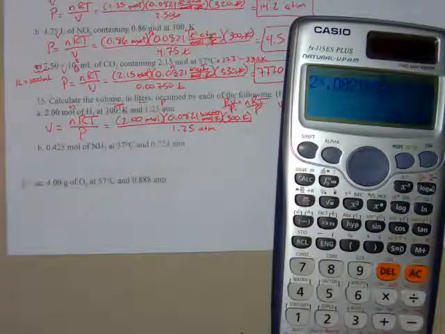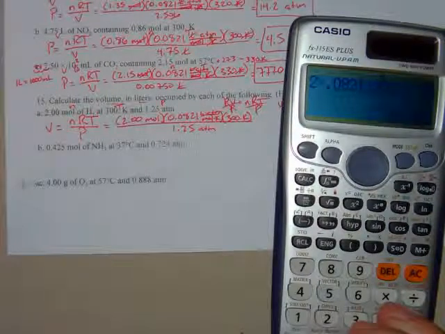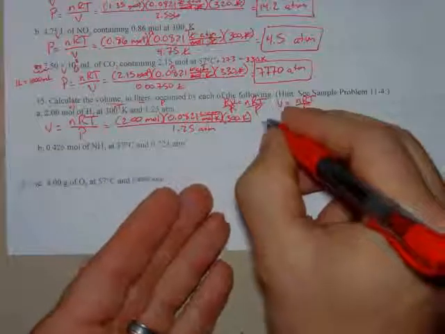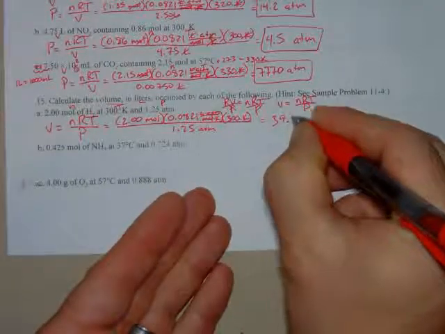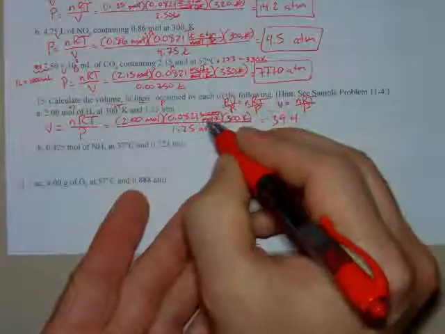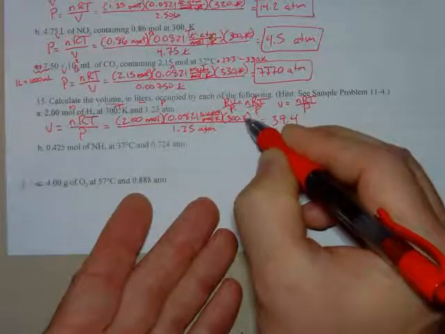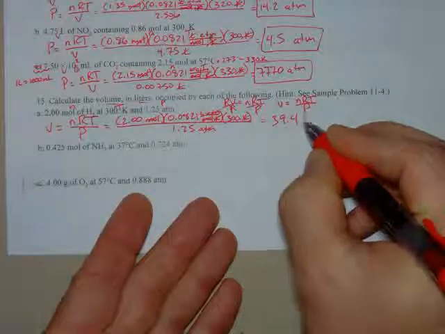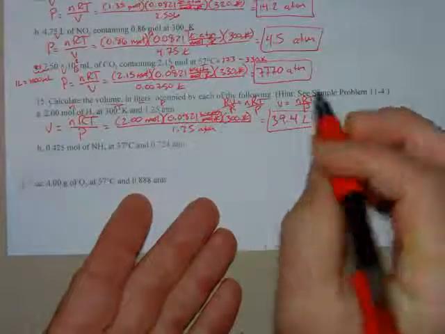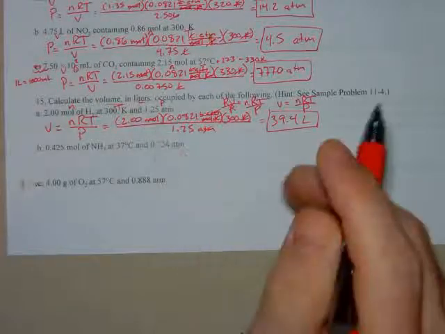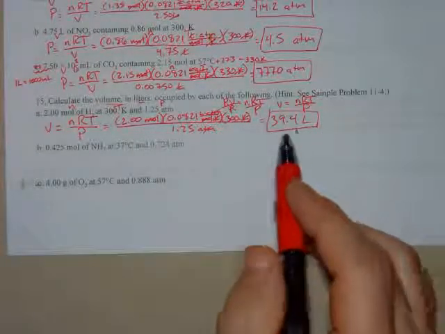Now I'm looking for 3 sig figs based on this question, so I'm going to go 39.4. And moles cancels with moles, atmospheres with atmospheres, kelvins with kelvins, and that liter is the only thing I have left. Good thing, because that's actually what I'm being asked to solve for. We get 39.4 liters.